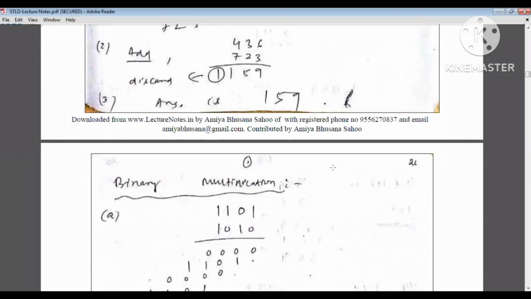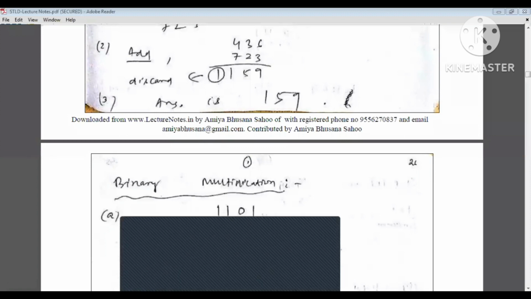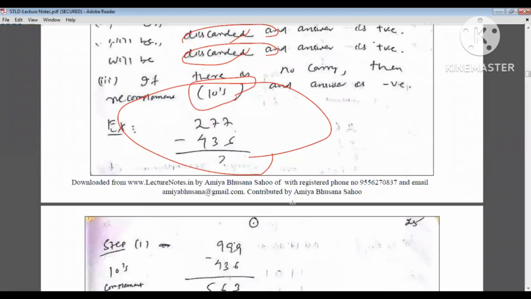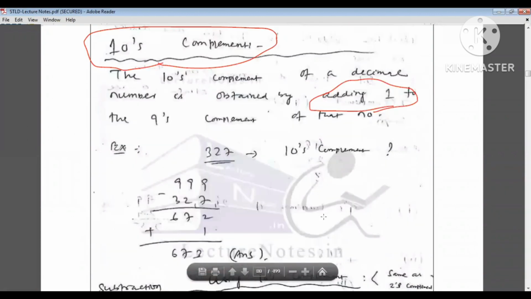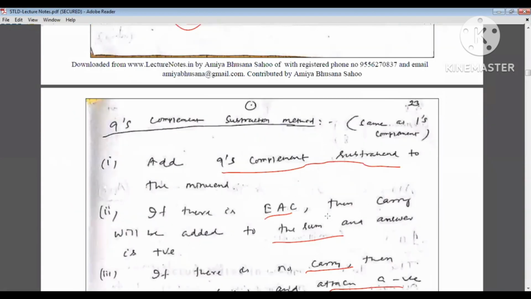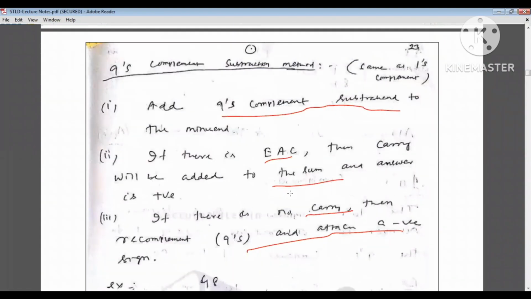So all of you have understood 9's and 10's complement? Am I audible? Yes, sir. तुम्हें 9's 10's complement समझ में आया? 9's complement 10's complement हमारे कोर्स में नहीं है. बस मैं तो बता रहा था कि 9's complement is same as 1's complement and 10's complement is same as 2's complement. You can see the same steps.